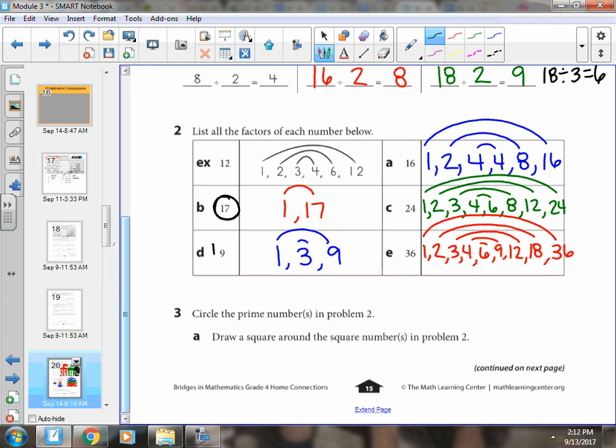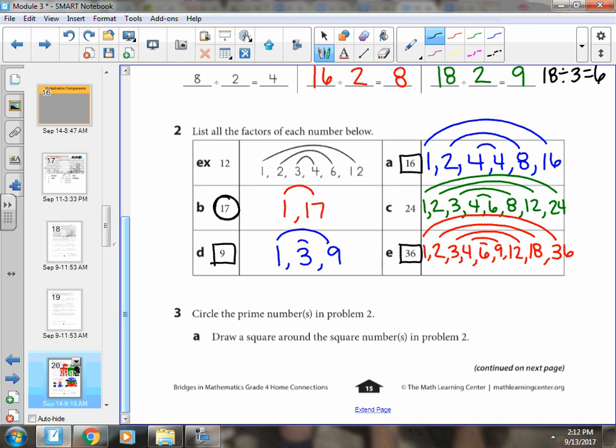So the number 9 is a square number because I could make an array that was 3 by 3. The number 16 is a square number because I could make an array that was 4 by 4. And the number 36 is a square number because I could make an array that was 6 by 6. Another example would be the number 100. 100 is a square number because you could make an array, it has factors, 10 by 10.